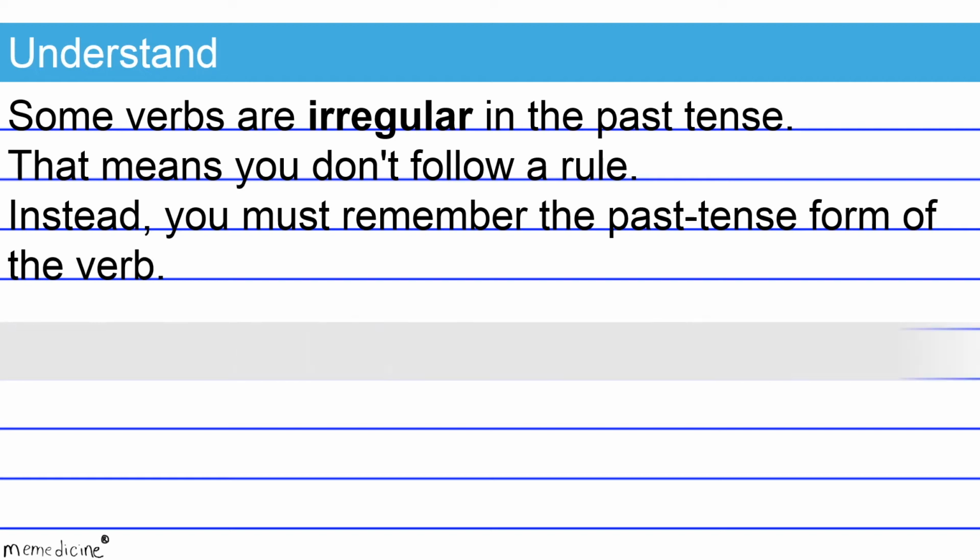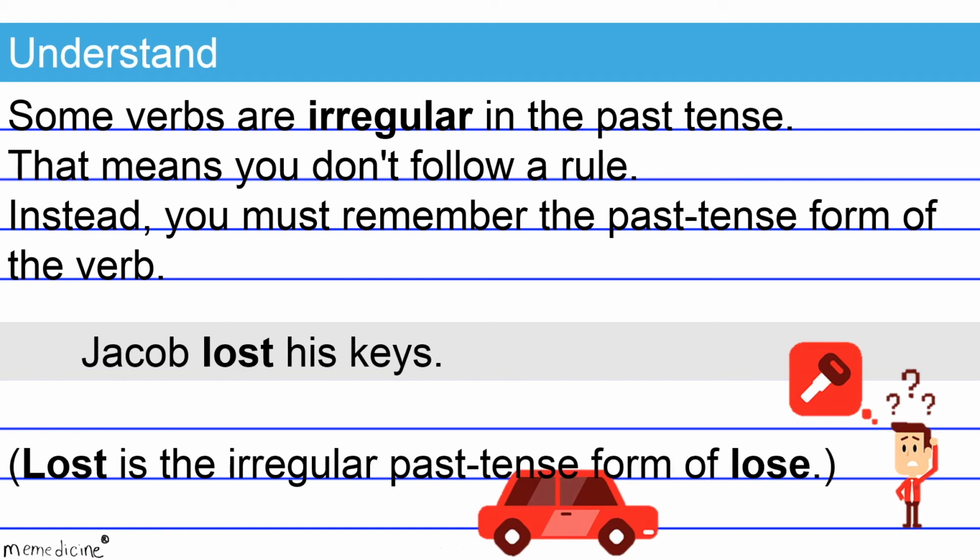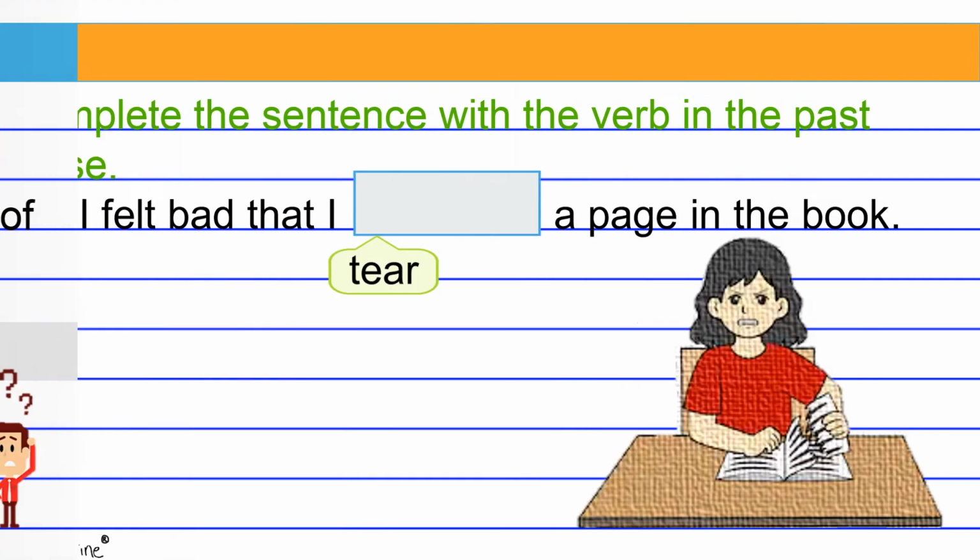Check out this example. Jacob lost his keys. Lost is the irregular past tense form of the verb lose. This is a correct shift, and the overall sentence is formatted correctly. All right, back to the original question.